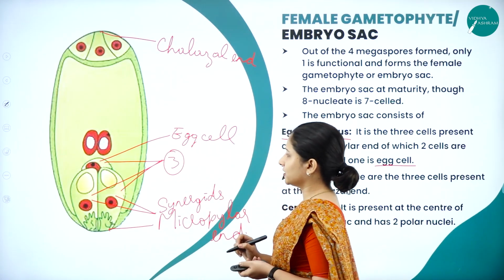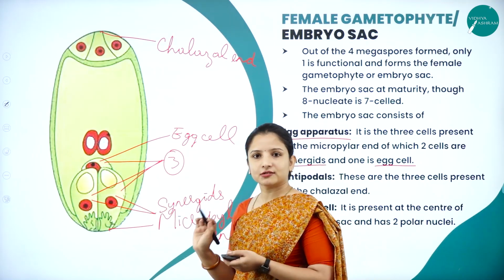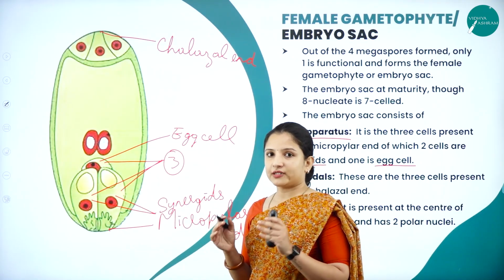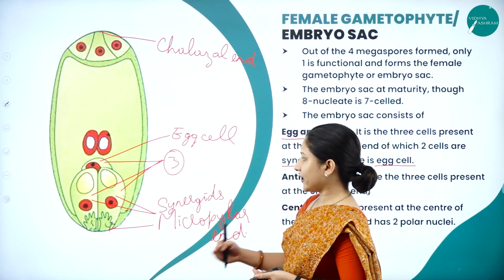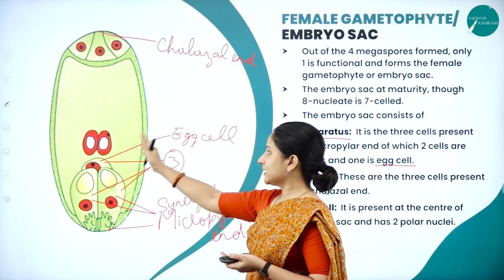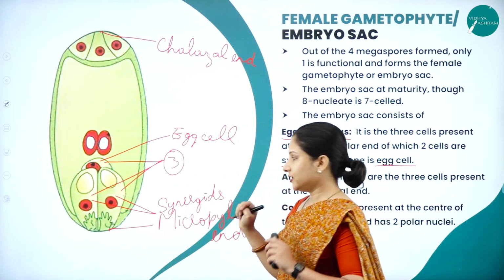It is called the synergid. So now you have 3 cells here, and each cell has its own nucleus. Now at present, how many cells are there? There are 3 cells at the micropylar end, wherein one cell is the egg cell and the other 2 cells are called the synergids.